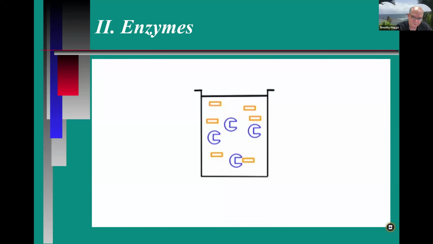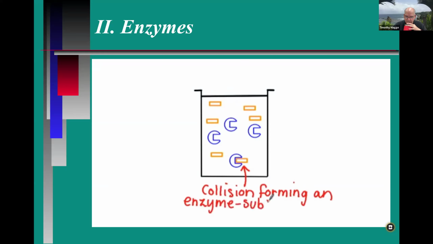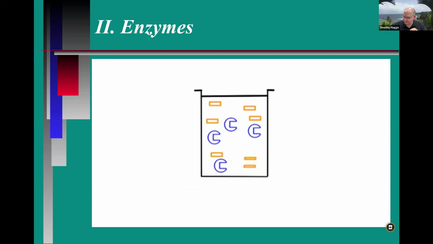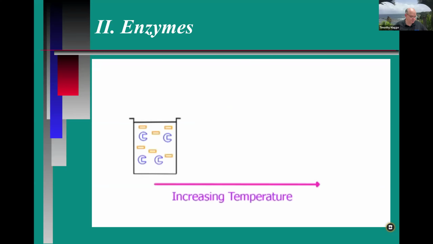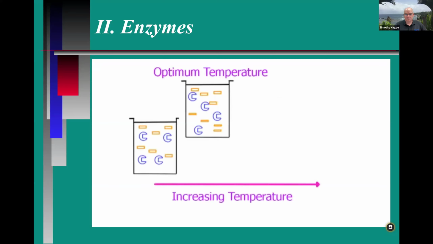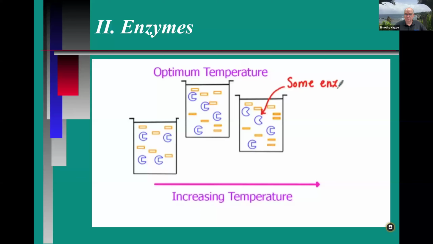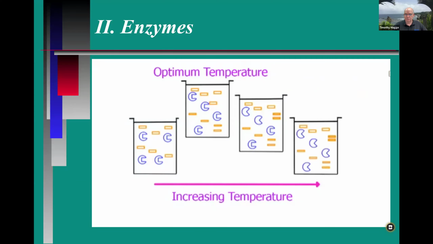When enzyme and substrate molecules are mixed, they randomly collide, forming enzyme-substrate complexes. As temperature increases, so does the kinetic energy of the molecules, and therefore also the rate at which these collisions occur. There comes a point at which the maximum rate of reaction is achieved, and the temperature at which this occurs is known as the optimum temperature. If the temperature continues to increase beyond the optimum, the enzymes begin to lose their three-dimensional structure and become denatured, therefore reducing the rate of reaction.